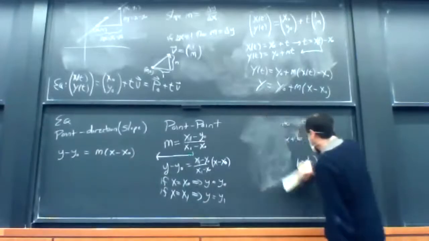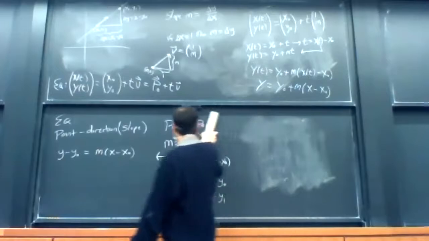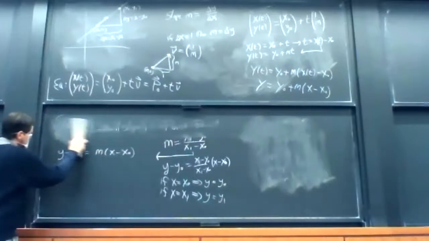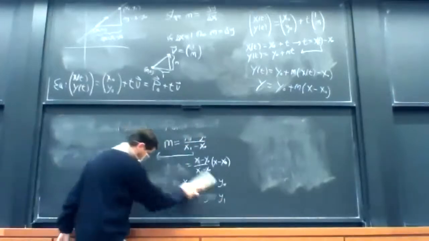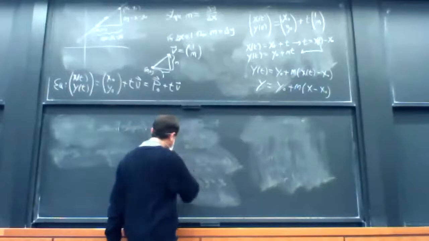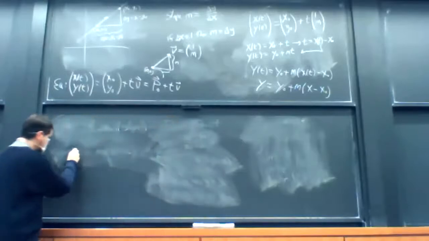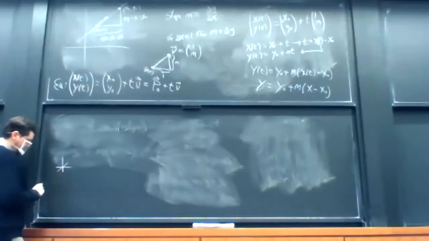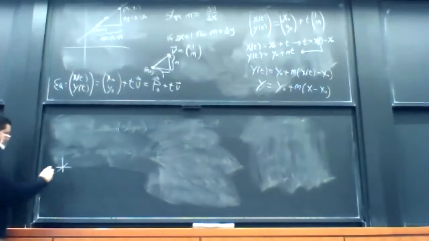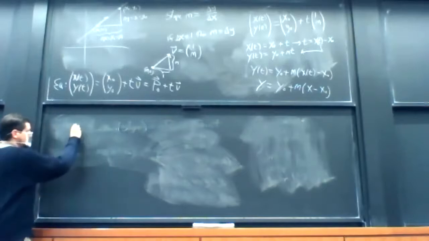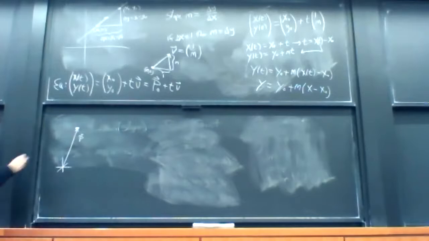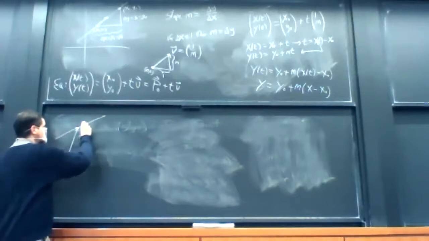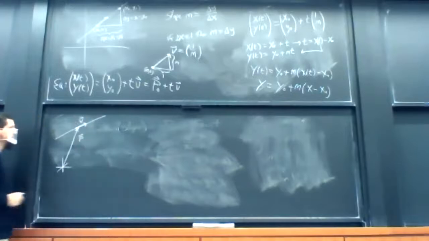I'm going to erase our different definitions of lines. So in general, this is the origin of the universe. Here is some point P. And now here is a line going through P. And here is a vector V that's telling us the direction of the line.